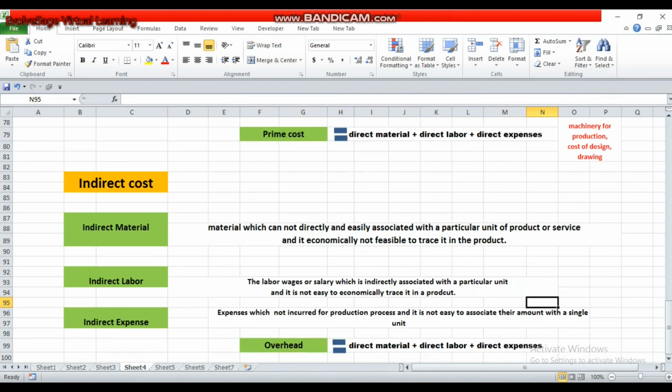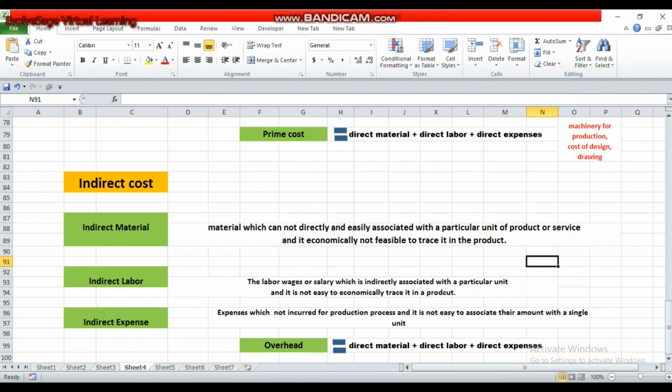One group for direct and a second group for indirect costs. The group where we add all direct costs will be called prime cost. These costs are directly associated with the production process. Prime costs are those costs which are directly associated with the production process, and it is feasible for us to trace how much of these costs are consumed in a single product.